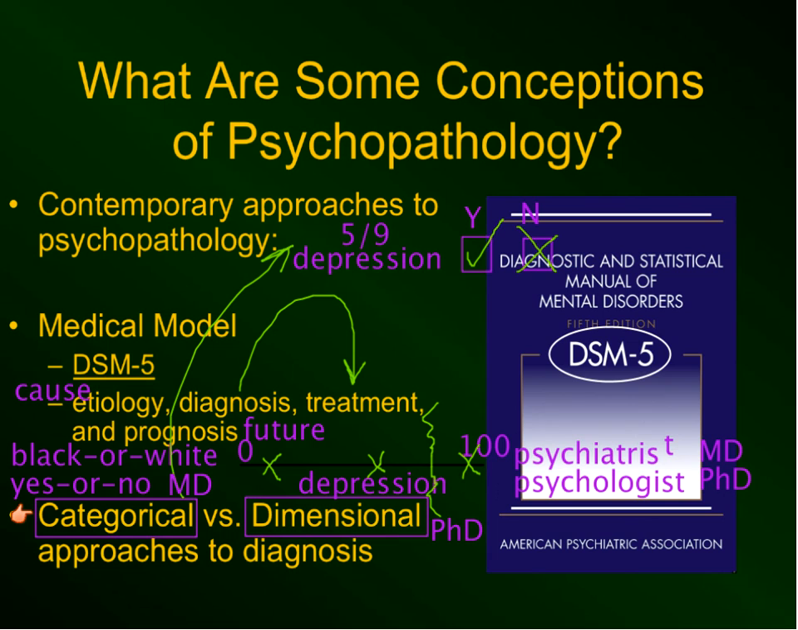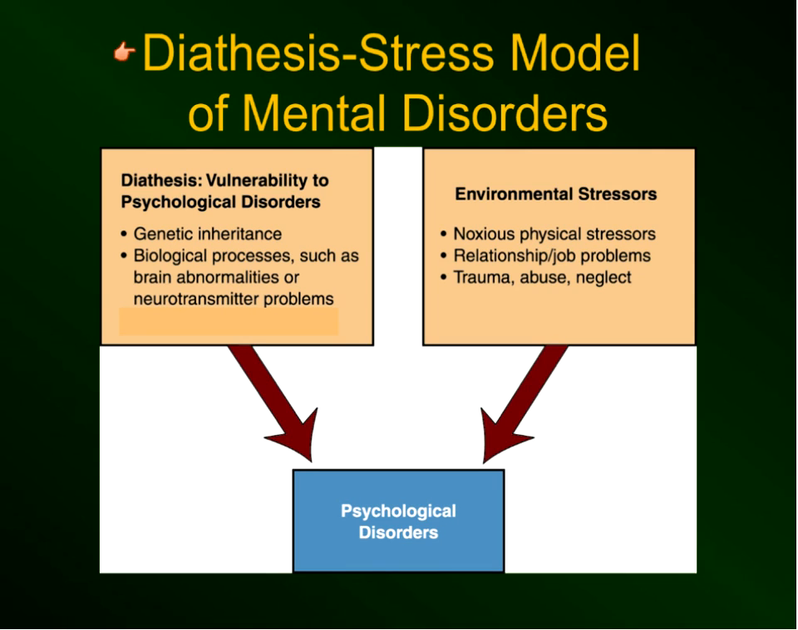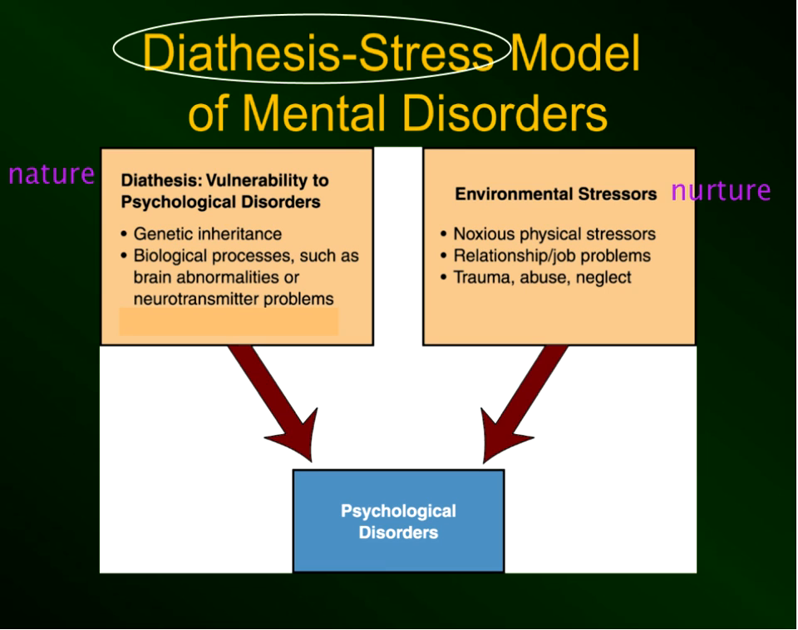All right. The next slide is where I'm going to revisit with you the issue of nature versus nurture in the context of this model known as the diathesis stress model of mental disorders. Here's the way of thinking about it. On the left side of the slide, we're going to have nature, and on the right side of the slide, we're going to have nurture. So you know how much I love nature and nurture. You know that this is going to show up on the test.